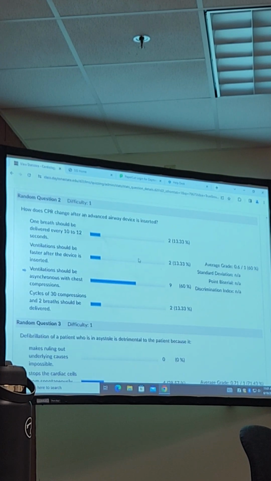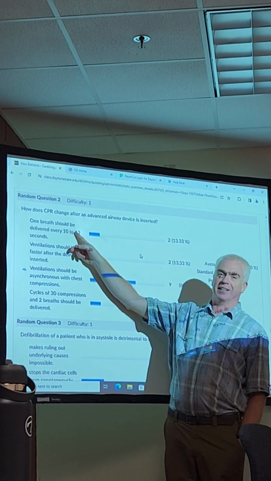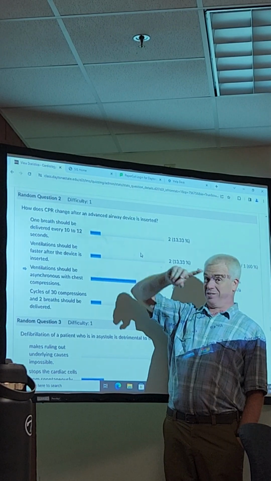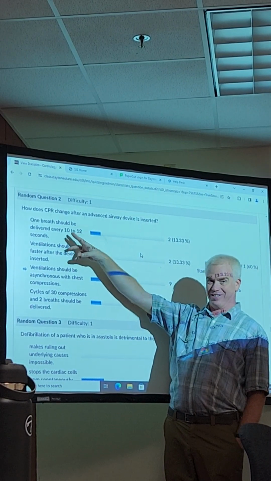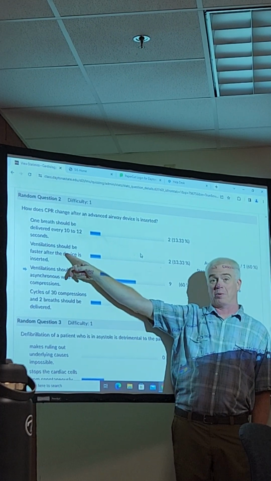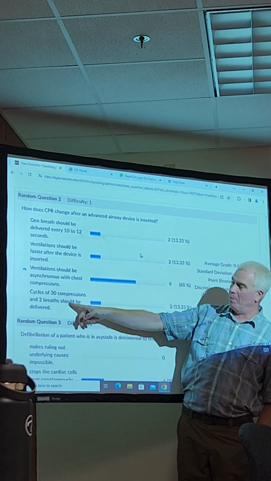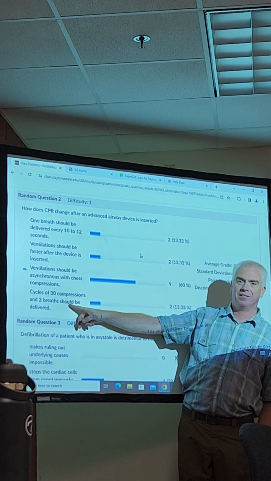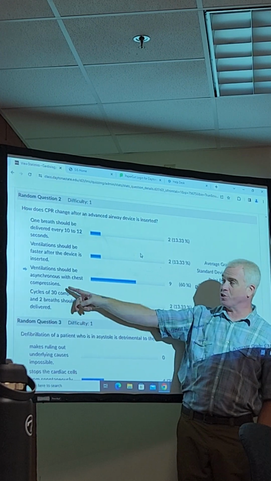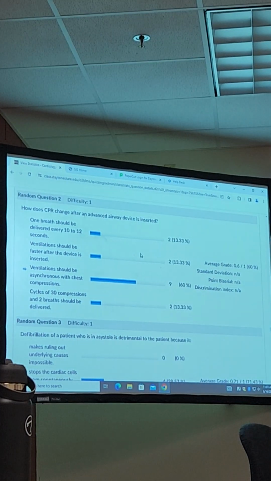How does CPR change after an advanced device is inserted? That one breath every 10 to 12 seconds. 5 to 6, yeah. Well, it's 5 to 6, and then it goes to 6 to 8. So it's not 10 to 12. We don't breathe faster. We're actually going to breathe a little slower once the advanced airway device is in. That hasn't changed, has it? We're just not pausing any longer for ventilations.